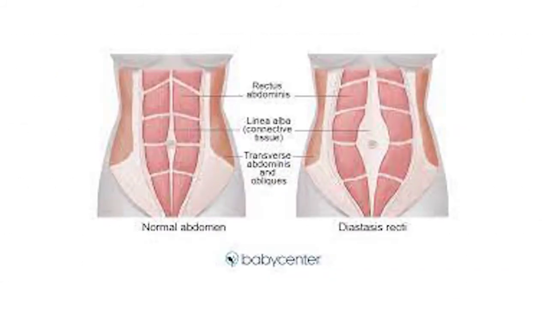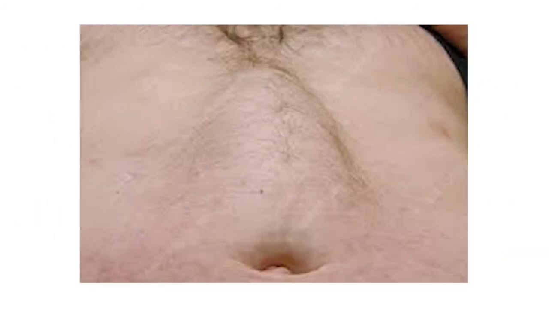Dear students, you can watch a good picture on your screen: a normal abdomen and diastasis of the recti, that is, the divarication of the recti. The distance between the two recti muscles is big. There is a clear-cut picture of the rectus abdominis, the linea alba, the transverse abdominis and oblique muscles of the abdomen, and this is the divarication of the recti. Clinically you can see it on your screen.